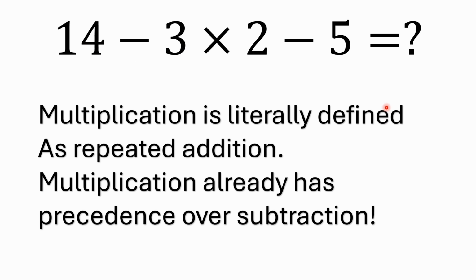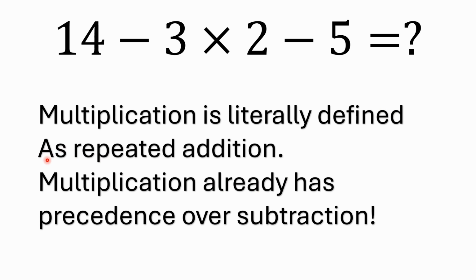I know a lot of people, and I've seen this online so many times, people would say, well, if you had brackets around the 3 times 2, or if you had parentheses around the 3 times 2, then you would solve it first. But we don't have any, so you just go left to right. That is not true. It's never been true. Multiplication is literally defined as repeated addition. Multiplication already has precedence over subtraction.